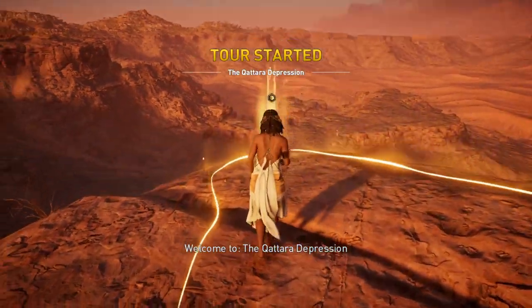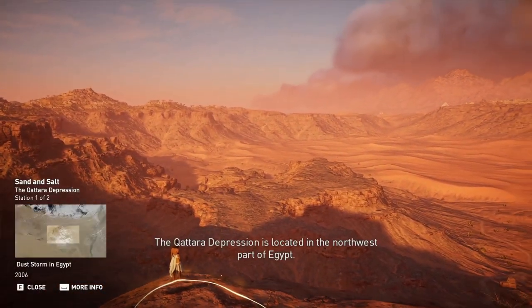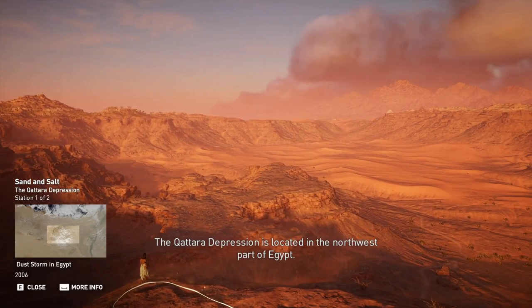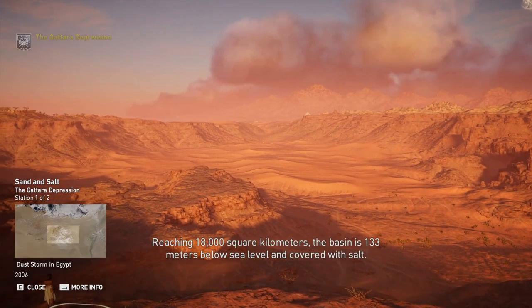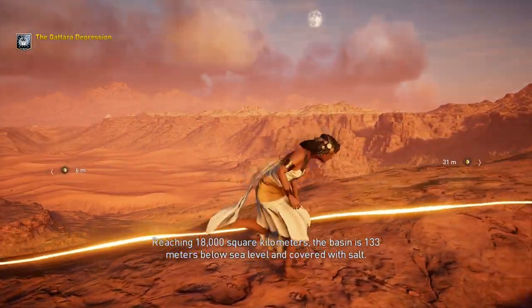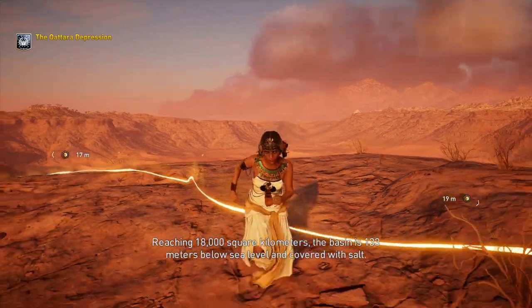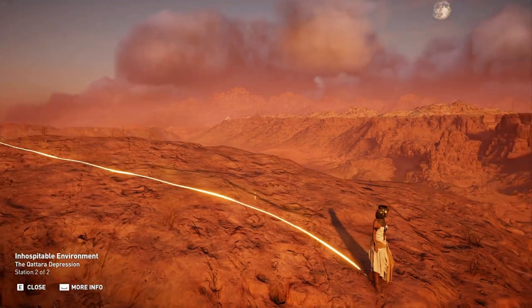Welcome to the Katara Depression. The Katara Depression is located in the northwest part of Egypt. Reaching 18,000 square kilometers, the basin is 133 meters below sea level and covered with salt. It is the second lowest point in Africa.